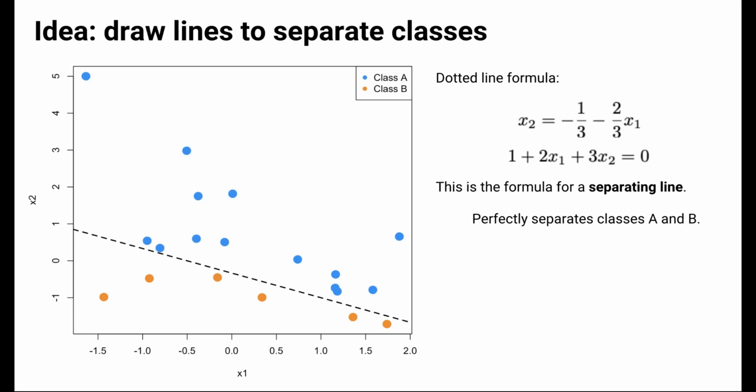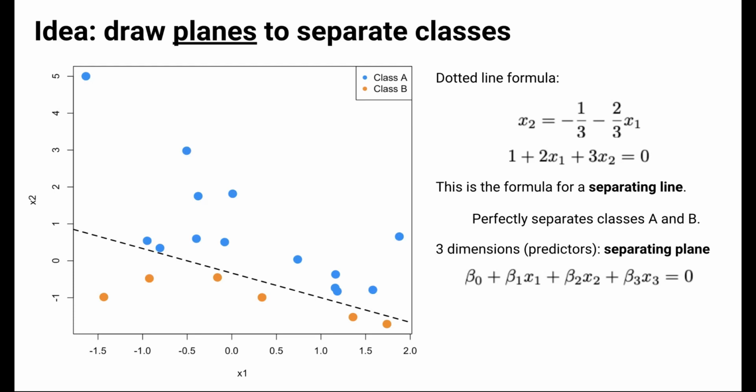The formula for this line is x2 equals negative 1/3 minus 2/3 x1. This can also be rewritten as 1 plus 2x1 plus 3x2 equals 0. So this is the formula for a separating line. It's a line that perfectly separates classes A and B.